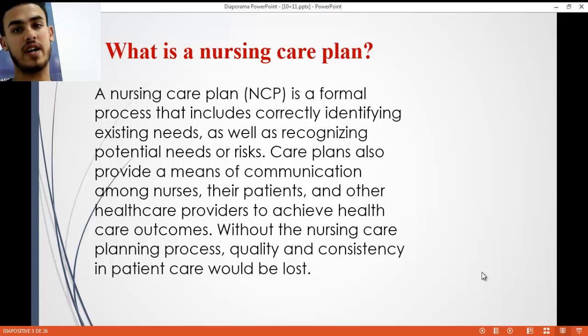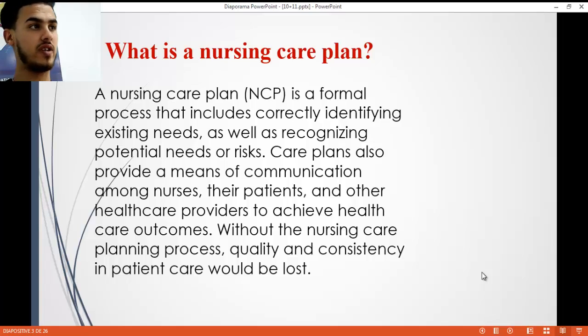So, what is a nursing care plan? A nursing care plan, or NCP, is a formal process that includes correctly identifying existing needs as well as recognizing potential needs or risks. Care plans also provide a means of communication among nurses, their patients, and other healthcare providers to achieve healthcare outcomes. Without the nursing care planning process, quality and consistency in patient care would be lost. So, a nursing care plan is a document that serves other team members and patients.